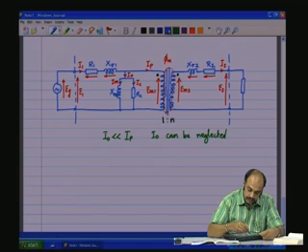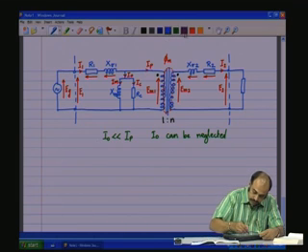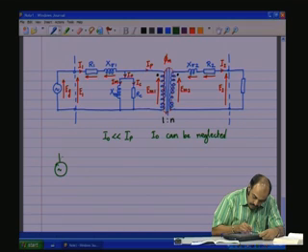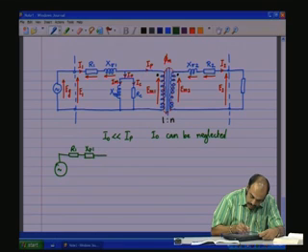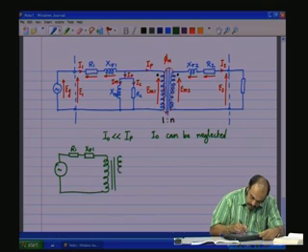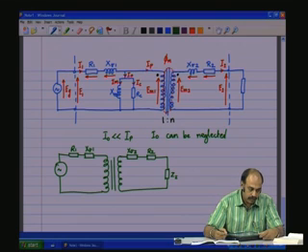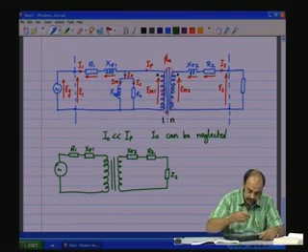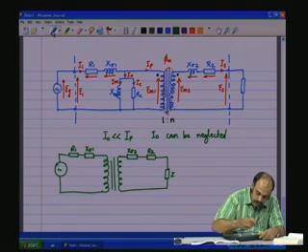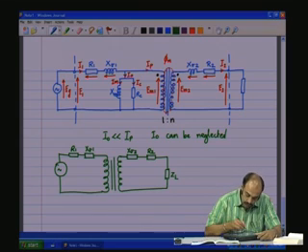So, under the full load conditions, we have Eg, R1, X sigma 1, the ideal transformer, secondary side, X sigma 2, R2, and Z2, whatever the load is going to be, or we will call it as ZL instead of Z2. So, we call it as ZL. This is 1:n.